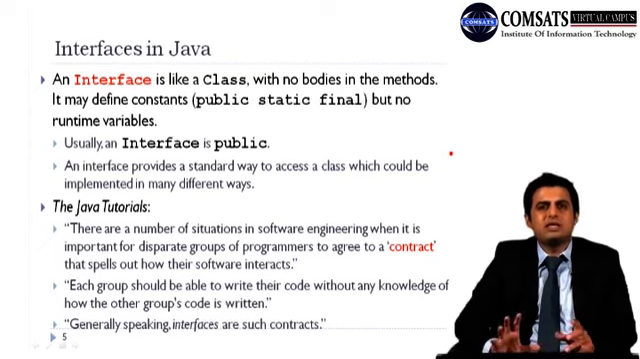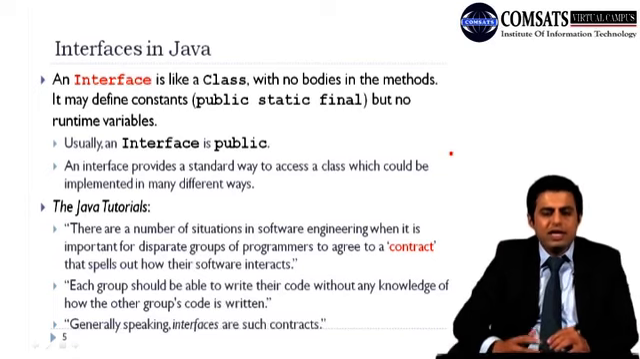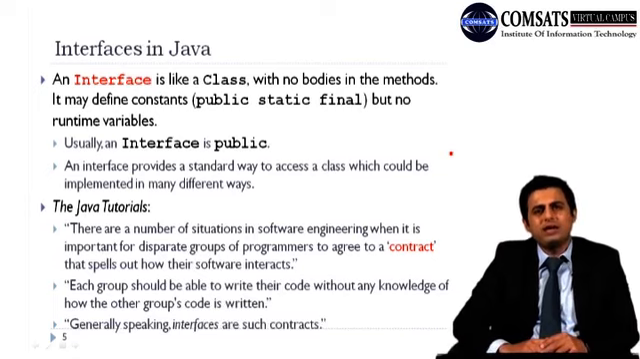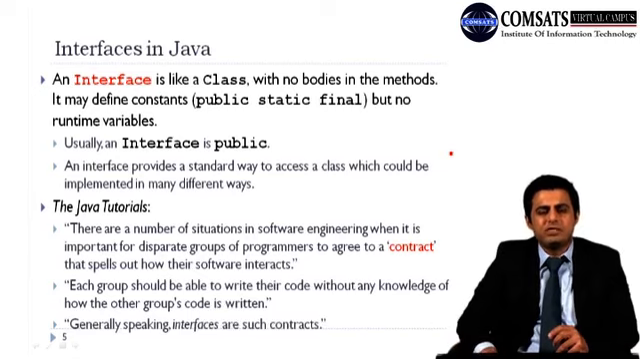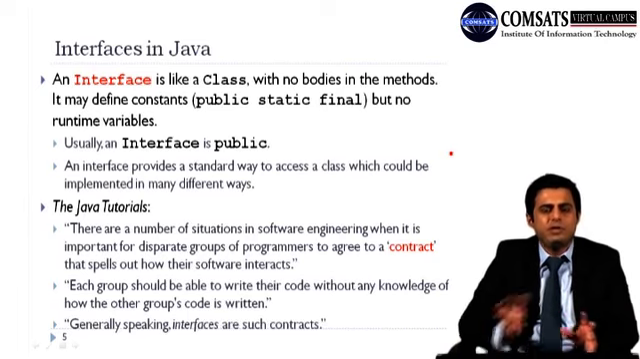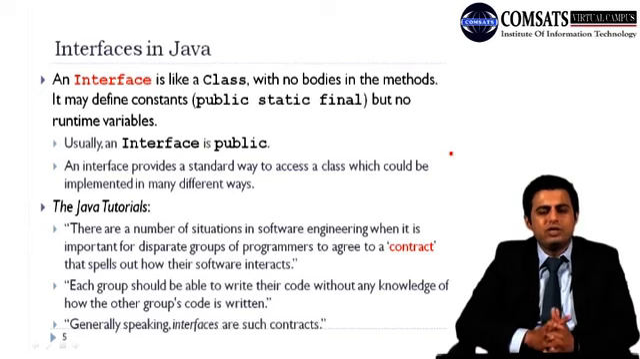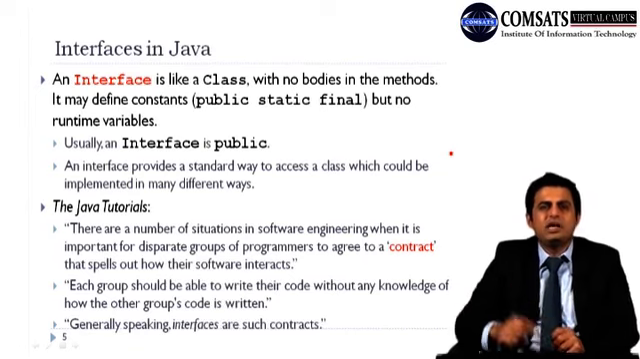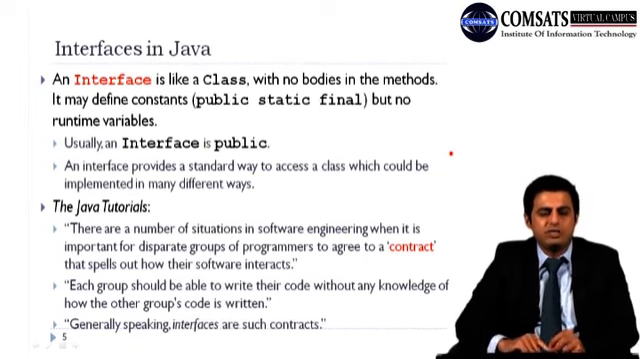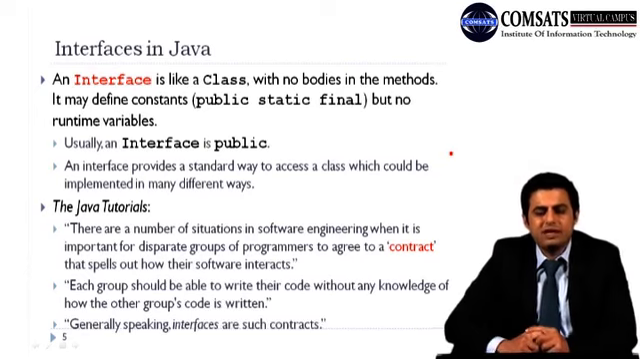An interface acts just like a template for all other classes that are going to implement it. Usually an interface is public. You can have it private, but that doesn't make any sense, because you are going to have a lot of classes which will implement this interface. If it is private then no other class will be able to access it. So you should always keep it public, and even if you don't declare this, the Java compiler automatically assigns public to it. An interface provides a standard way to access a class, which could be implemented in many different ways.